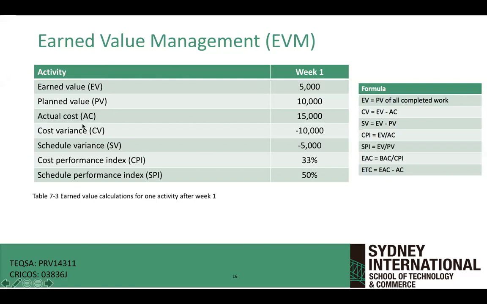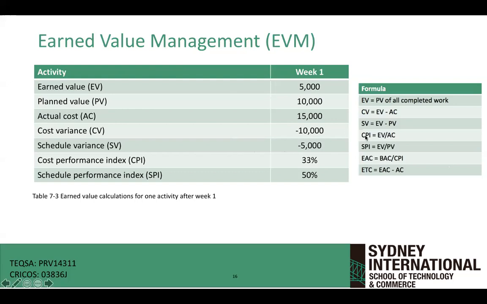Earned value minus actual cost, which is this formula here, tells me how I am progressing from a budget perspective. Am I ahead of budget or am I behind budget? Earned value: I earned $5,000 worth of work, but it cost me $15,000. So 5,000 minus 15,000, that's minus $10,000.